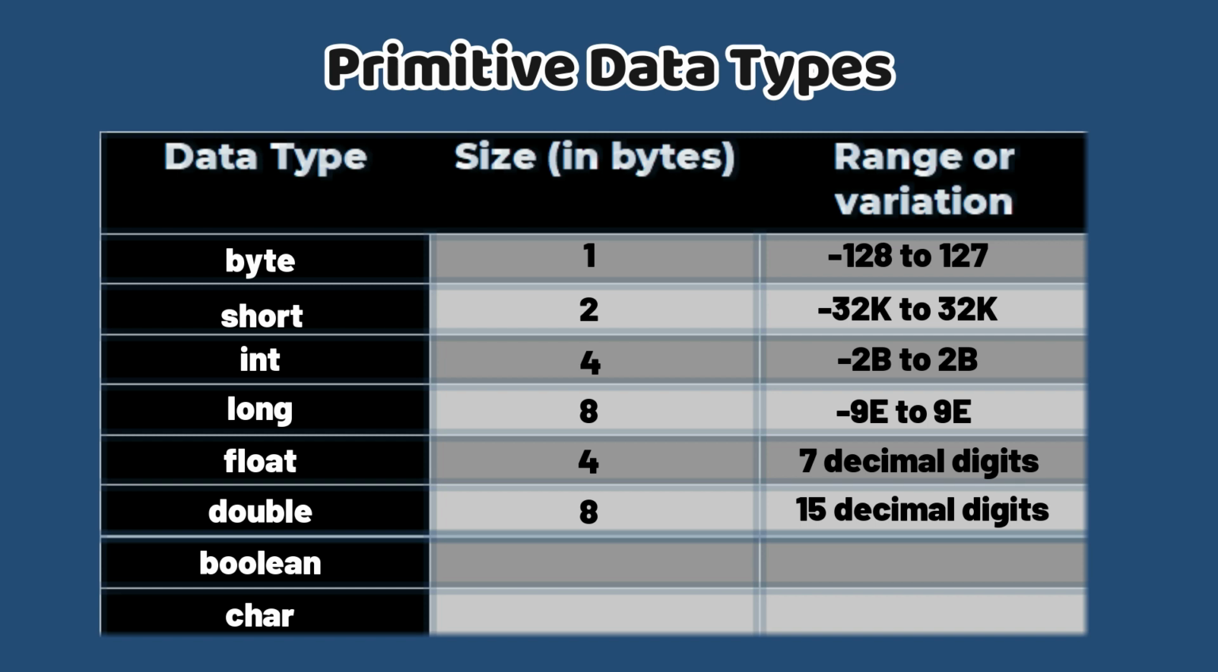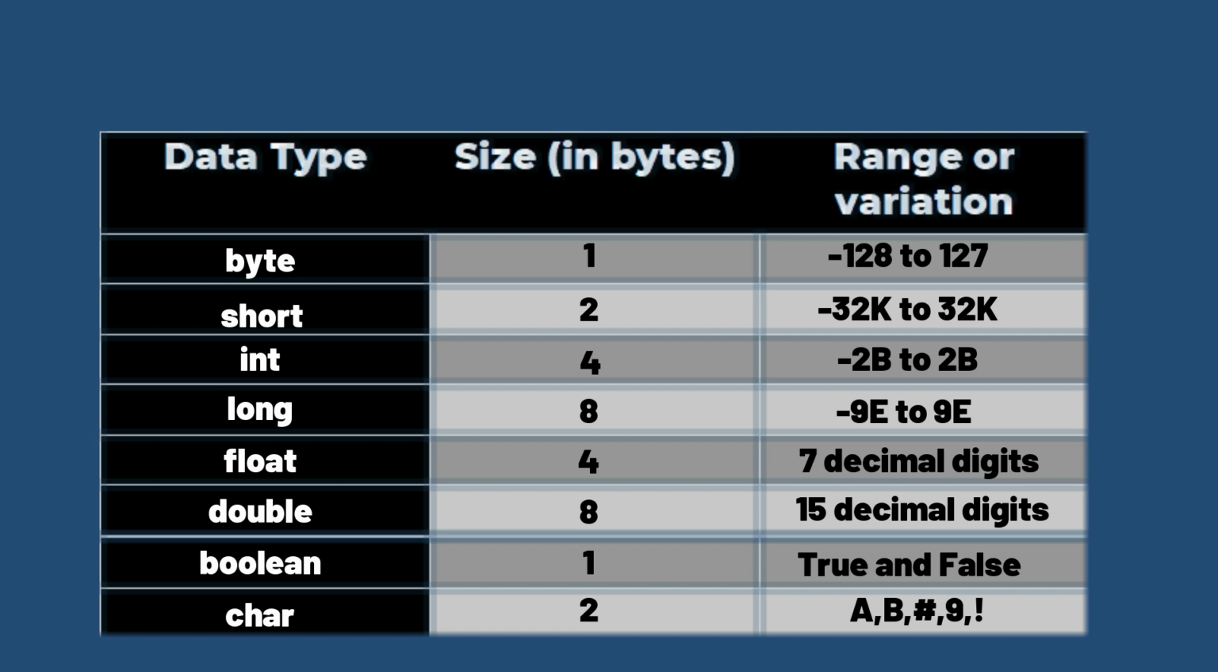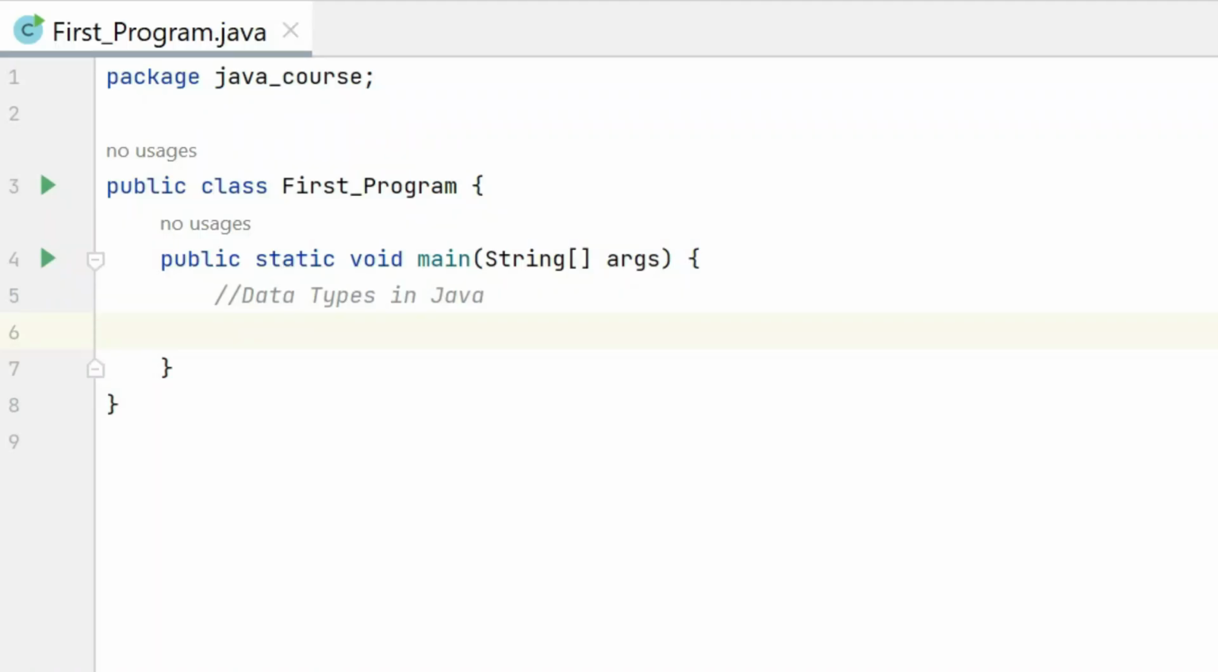Next is boolean, which stores 1 byte of data. It stores values of true and false, which are yes or no or on and off. And character stores 2 bytes of data which stores a single character, letter or ASCII values, which are 1, 2, @, A, B, C, anything. Okay, let's take a few examples.